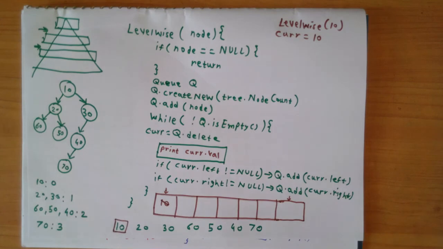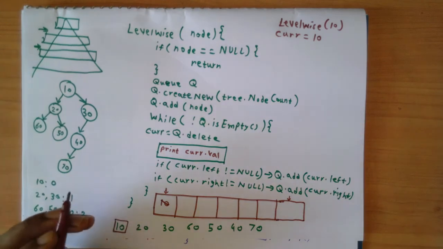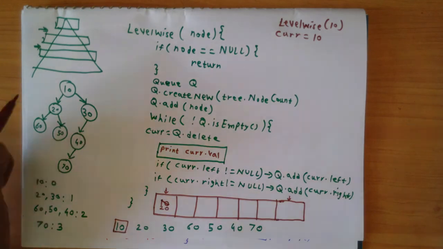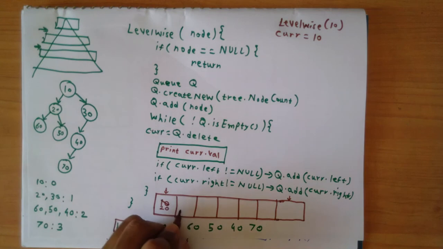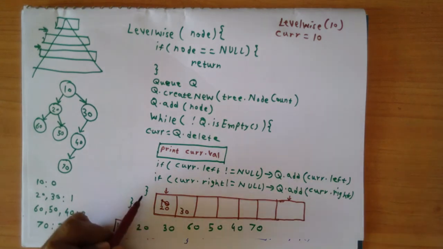And then I check if the current node's left is not null. Yes, it is not null. I have 20. Then I have to add it to the queue. So I will add 20 to my queue. It will be in the slot 0. And then I have to check if I have the right child for the current node. Yes, I do have. So I will add 30 here. Okay. And then I reach the end of the loop.